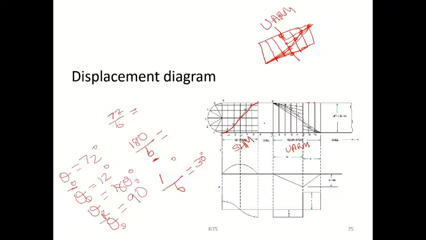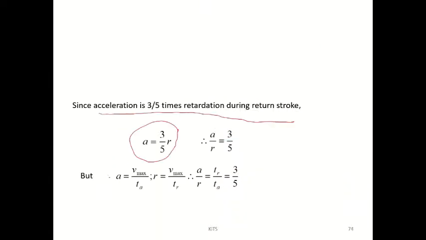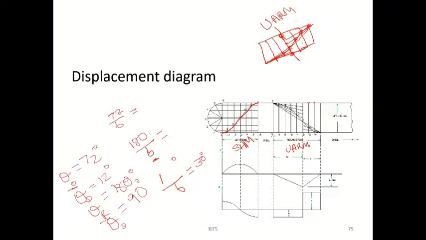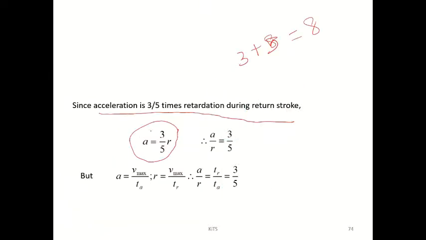So, since it is having how many parts? 3 plus 5. Sorry, small correction. Earlier I told you to divide this into 6 parts. No, you should not divide this into 6 parts. We have to divide this into 8 parts, because every time they used to give uniform acceleration and retardation.